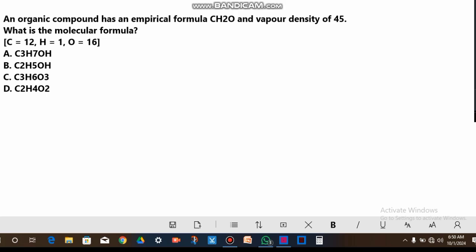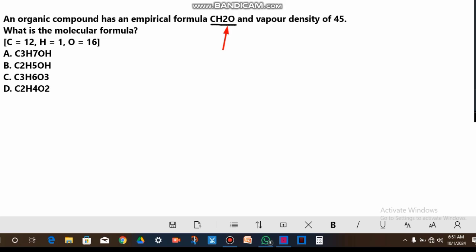An organic compound has an empirical formula of this and vapor density of 45. They said, what is the molecular formula? Meaning this is the empirical formula. Are you getting it? This is the empirical formula and vapor density of 45. Now we are asked, what is the molecular formula?